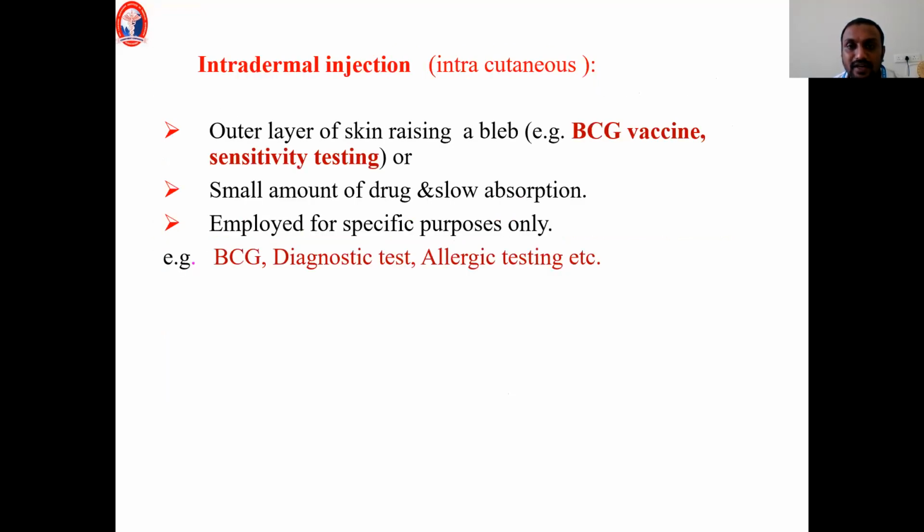Intradermal injection or intracutaneous injection. Most BCG vaccines and sensitivity testing are done using this intradermal injection, where the outer layer of the skin is used. A small amount of drug is used, and the rate of absorption is slow. It is employed mainly for the BCG vaccine and also for diagnostic testing and allergic testing.